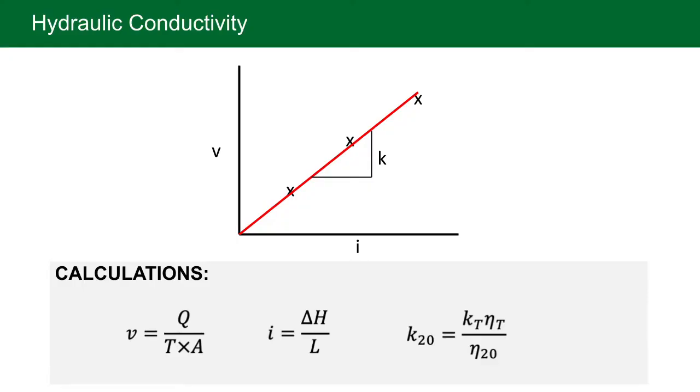To determine the permeability of soil, we're going to be taking a regression approach. We're going to be taking a linear regression between your discharge velocity and your hydraulic gradient. So the equations are all here for you in the slide.